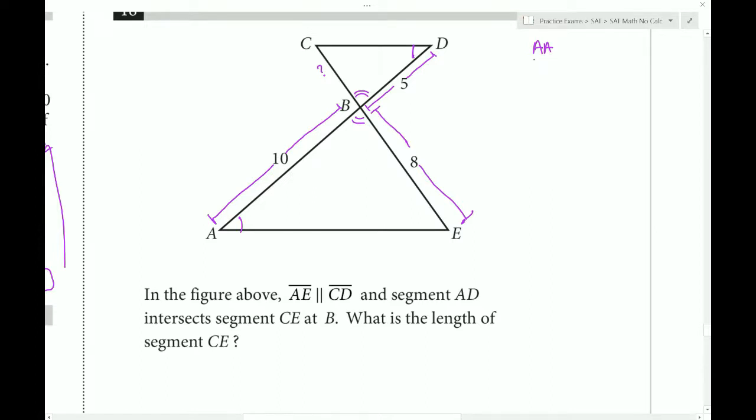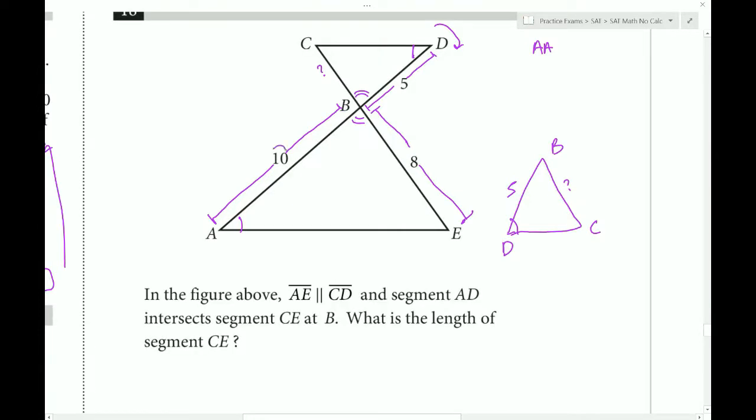Right? So the best option oftentimes with similar triangles is to reorient the triangles so that they are in the same orientation. So if I rotate this smaller triangle around 180 degrees, then B would be at the top, D would be on the left-hand side, and point C would be on the right-hand side. Okay, so now it's in the same orientation as the big triangle. So now let me just rewrite the sides. So BD is 5, that's here. CB is unknown.